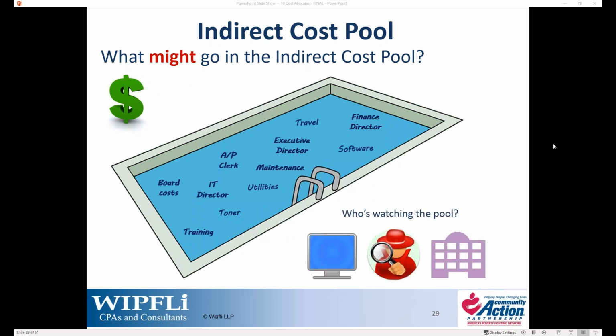Now, who might be watching your pool? Well, if you look, this is a monitor. Your funding source monitors, little humor there, may be looking at what's in your pool. Who might this be? This looks like your auditor. Your auditor should be looking at what is in your pool. And the government, your actual funding sources, and maybe the cost negotiator are wondering what is in your pool. So everyone should be looking at what costs are in there. And again, the things to keep in mind, they have to benefit all programs and they have to be allowable.